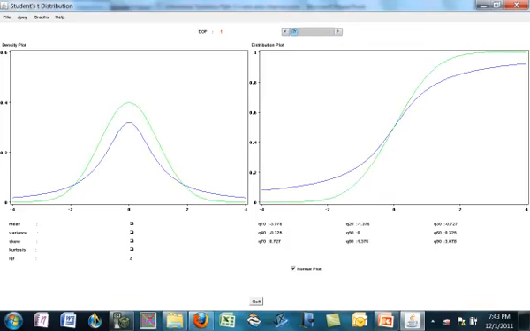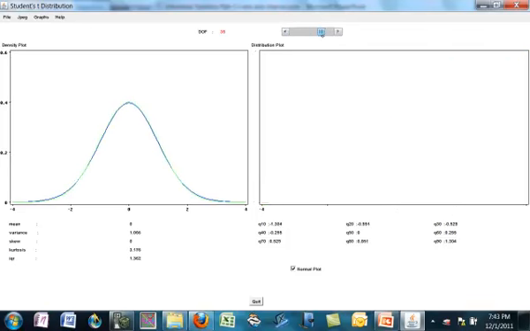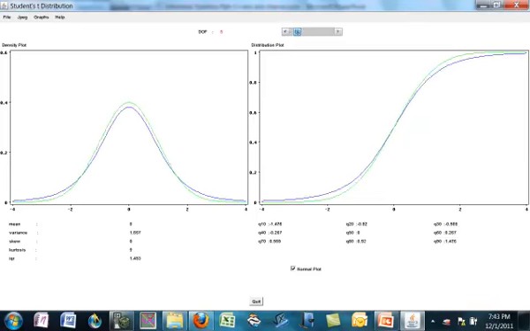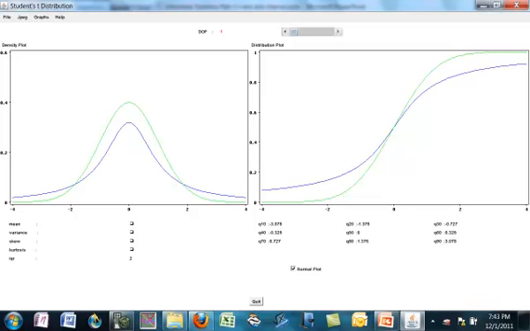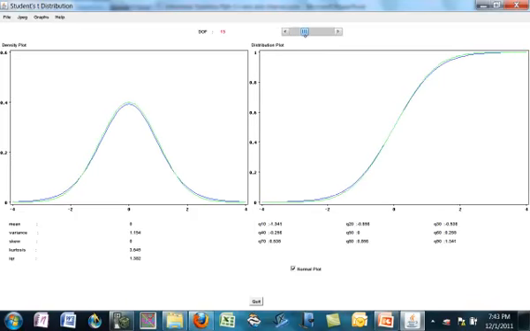Start over. You can see it in motion. Look at the PDF on the left. It's getting closer and closer to the normal. Now let's look at the CDF on the right. It's also getting closer and closer as we move this to the right. We ended up with a sample size of 50. If it's that big, there's very, very little difference in these.